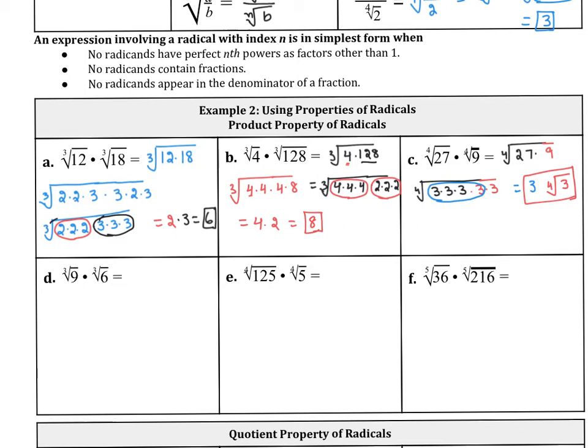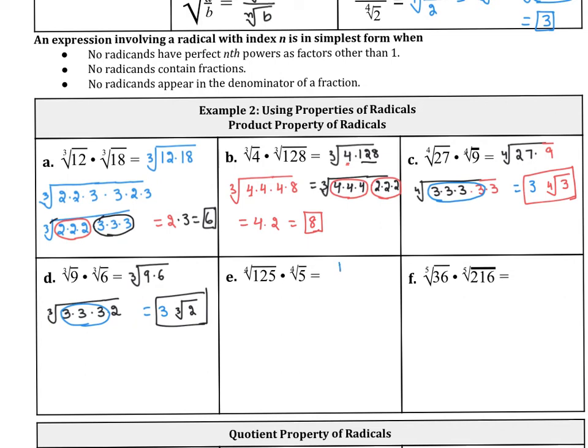For letter D, you're going to make them as 9 times 6. When you break them into small factors, you get 9 as 3 times 3 and 6 as 3 times 2. You have one group that makes a group of 3, and that comes out of the radical symbol, and 2 will remain as it is. So the answer is 3 cube root of 2.